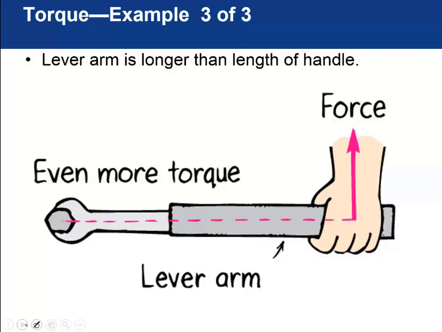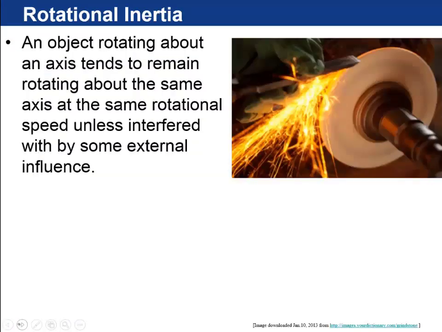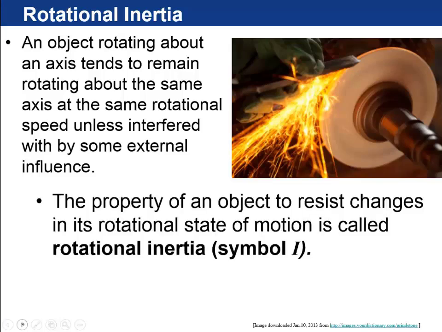Okay, next section, 10.3, is on rotational inertia. An object that's rotating about an axis, like this flywheel, tends to remain rotating about the same axis with the same angular velocity, omega, unless it's interfered with by some external influence like an external torque. So that's sort of like Newton's first law for rotation. Something that has angular velocity omega will tend to have constant angular velocity omega unless acted upon by an external torque.